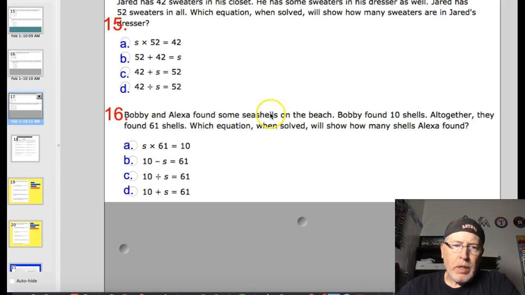Well, I guess I'd subtract. I'd go 61 minus 10 to figure out how many Alexa found. So I guess I'm looking for addition. There's only one addition, so let's see if it makes sense. Here's the 10 that Bobby found plus the shells that Alexa found, total of 61.